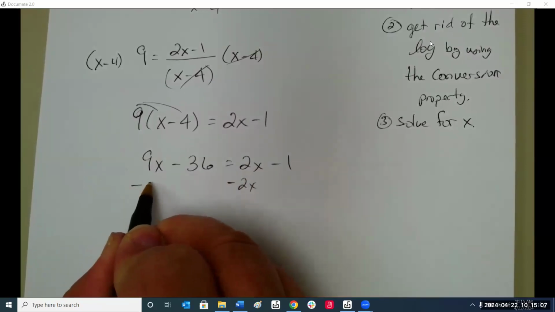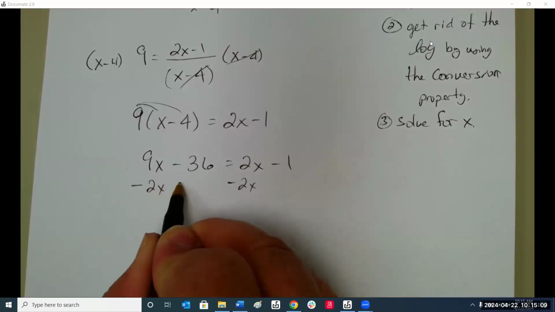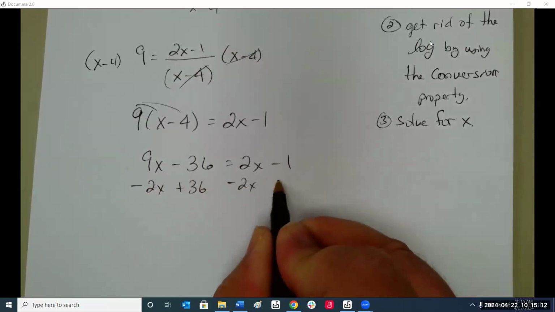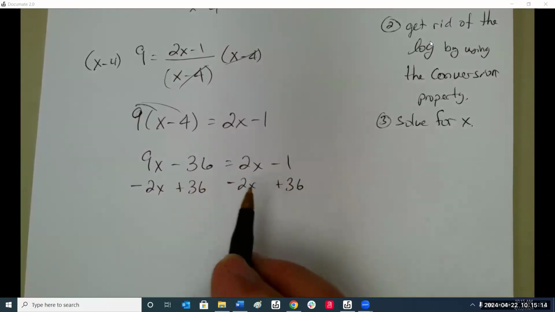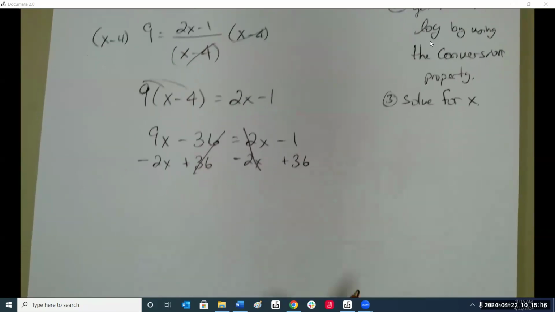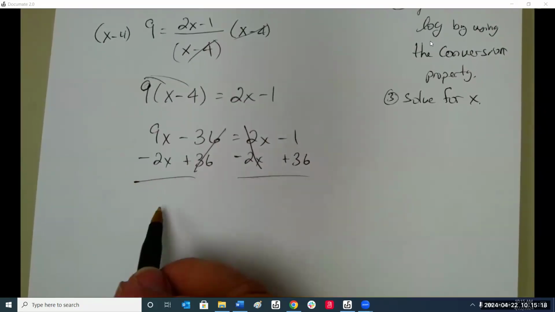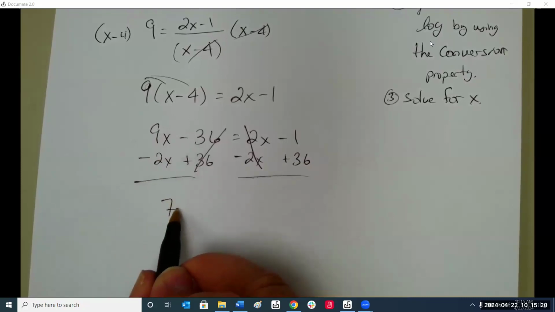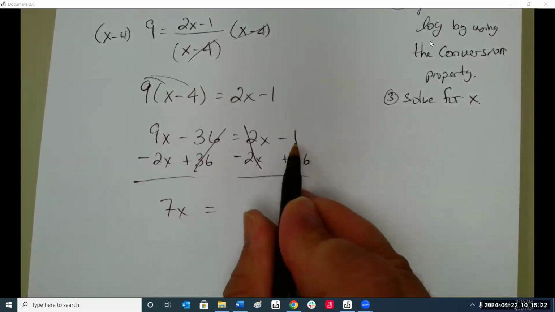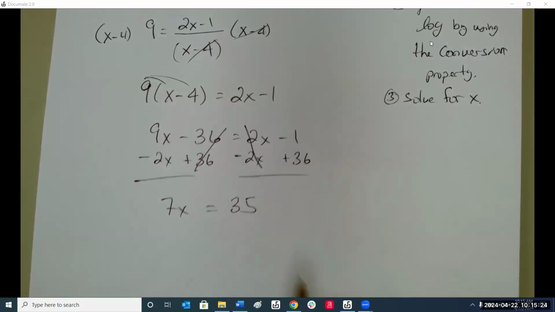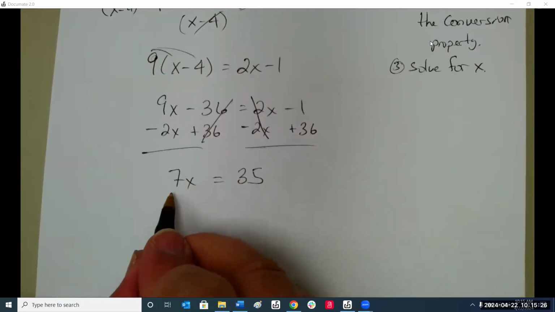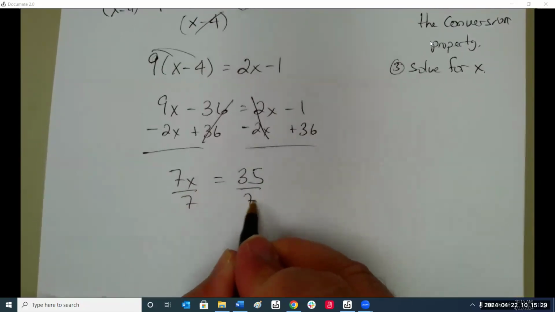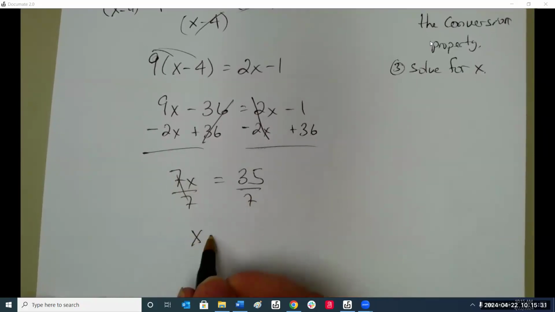Combine like terms, so move all the x's to one side, all the non-x's to the other side. 9x minus 2x is 7x. 36 minus 1 is 35. And solve for x, divide by 7. So it equals what?